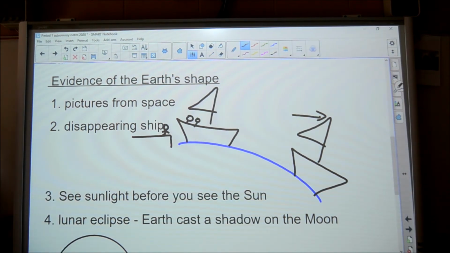All right. Another reason is we see the sunlight before you actually see the sun. So if you go out early in the morning, you'll see the sky is brighter before you actually see the sun come over the horizon.